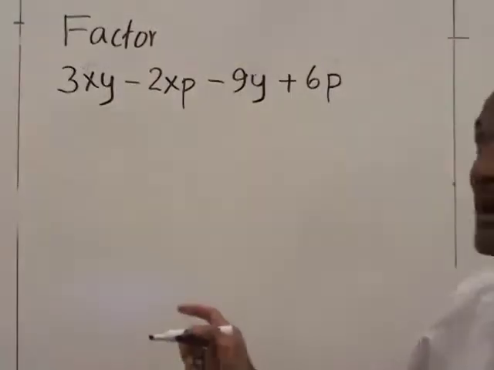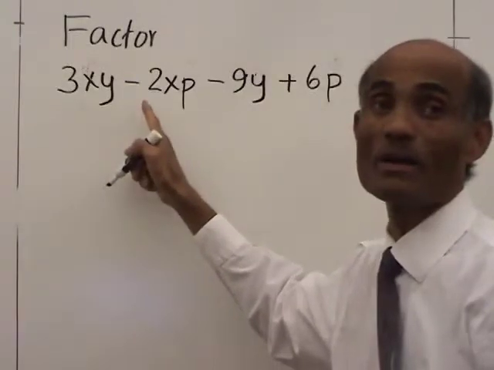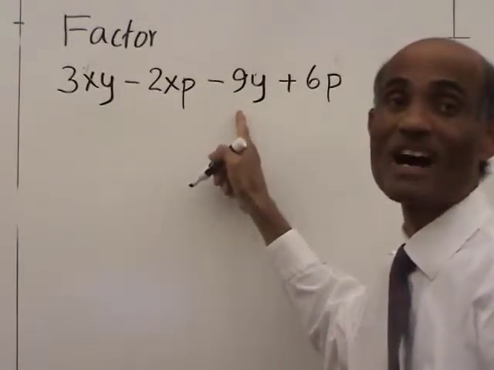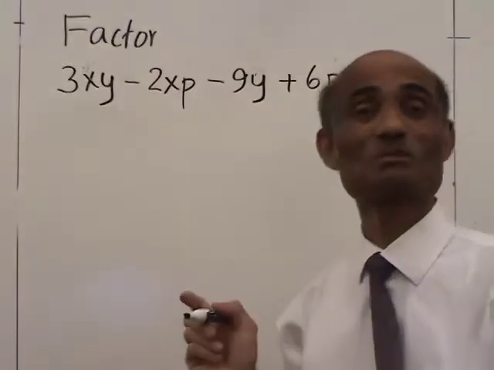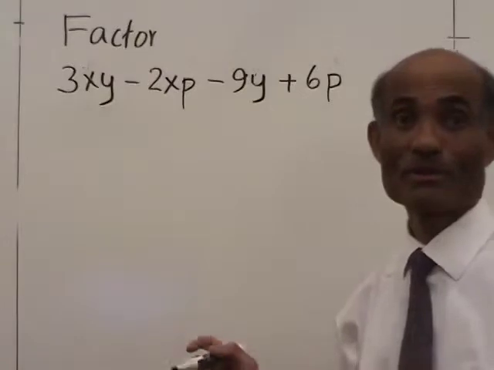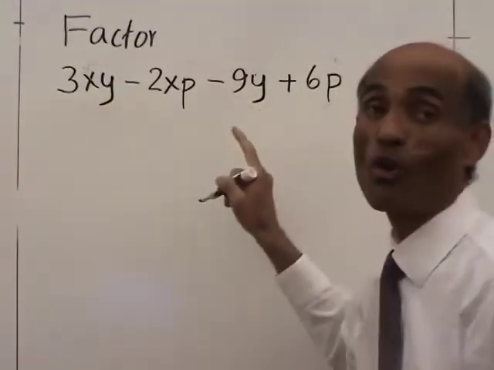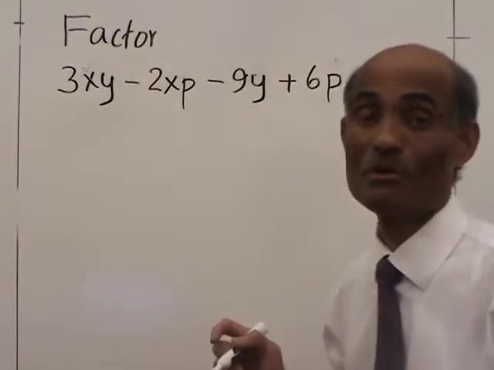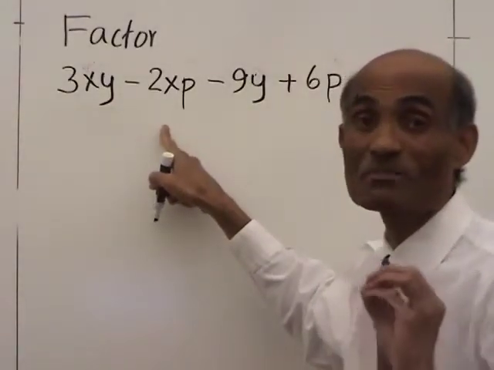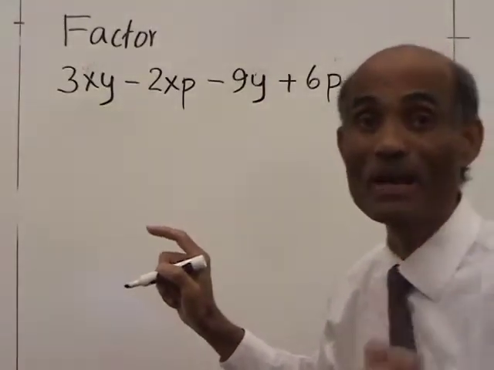Another factoring problem. Factor completely 3xy minus 2xp minus 9y plus 6p. Now, this is not a trinomial. Are there any common factors in all the four terms? No. What is the method for factoring such expressions? This is where you do factoring by grouping.